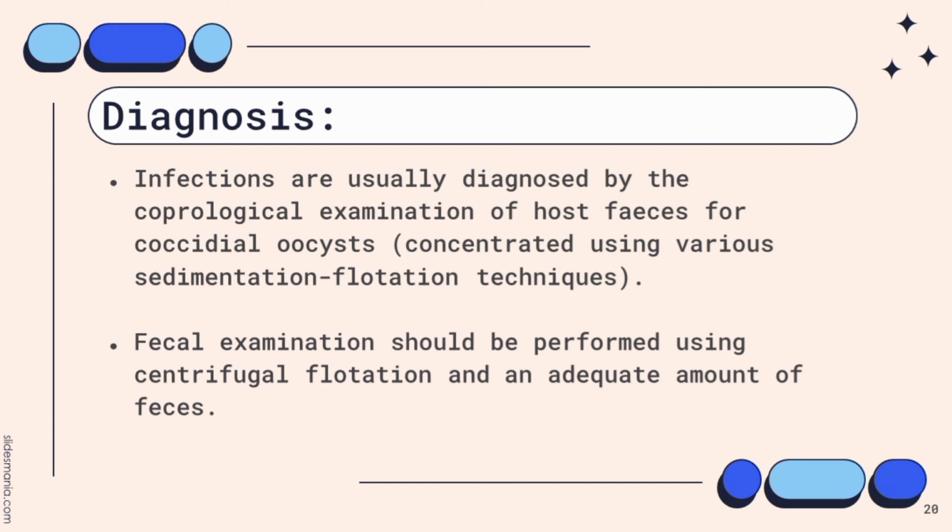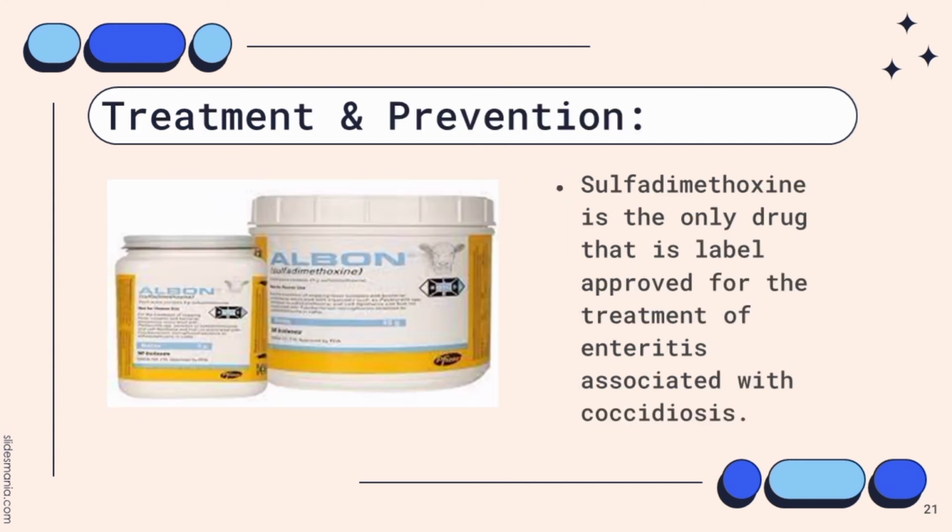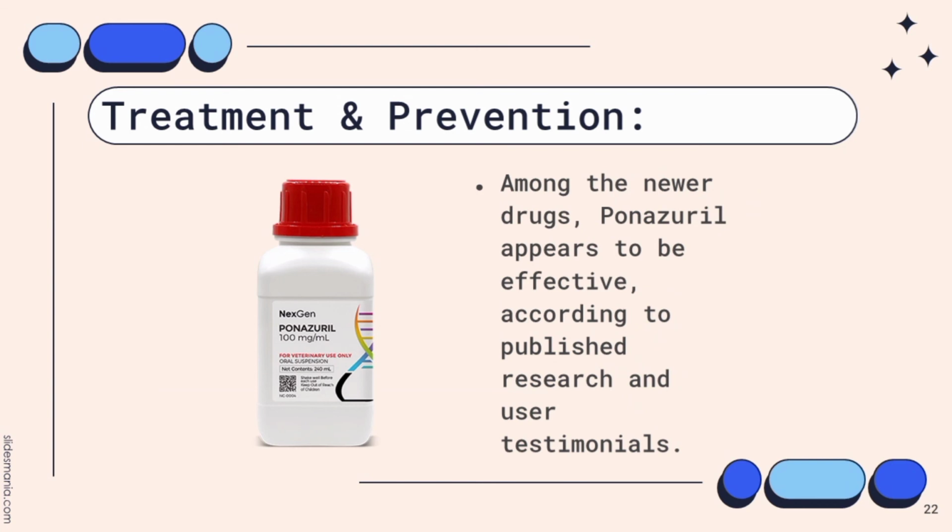For the treatment and prevention, sulfadimethoxine is the only drug that is label approved for the treatment of enteritis associated with coccidiosis. We also have here the ponazuril, which, among the newer drugs, appears to be effective according to published research and user testimonials.